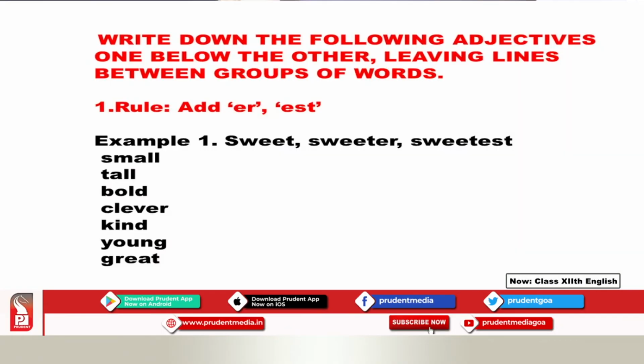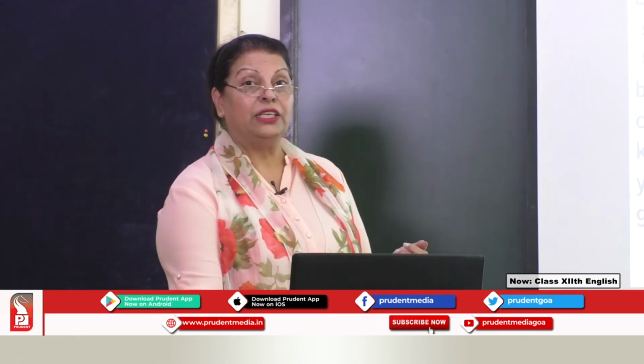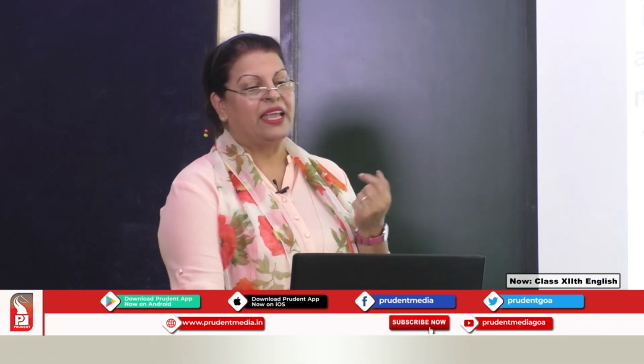Okay? Now listen. The first rule is add ER for comparative, add EST for superlative to the adjective. First is an example: sweet, sweeter, sweetest. Some more adjectives there: small, tall, bold, clever, kind, young, great. The rule is very easy. You can do that work by yourself.